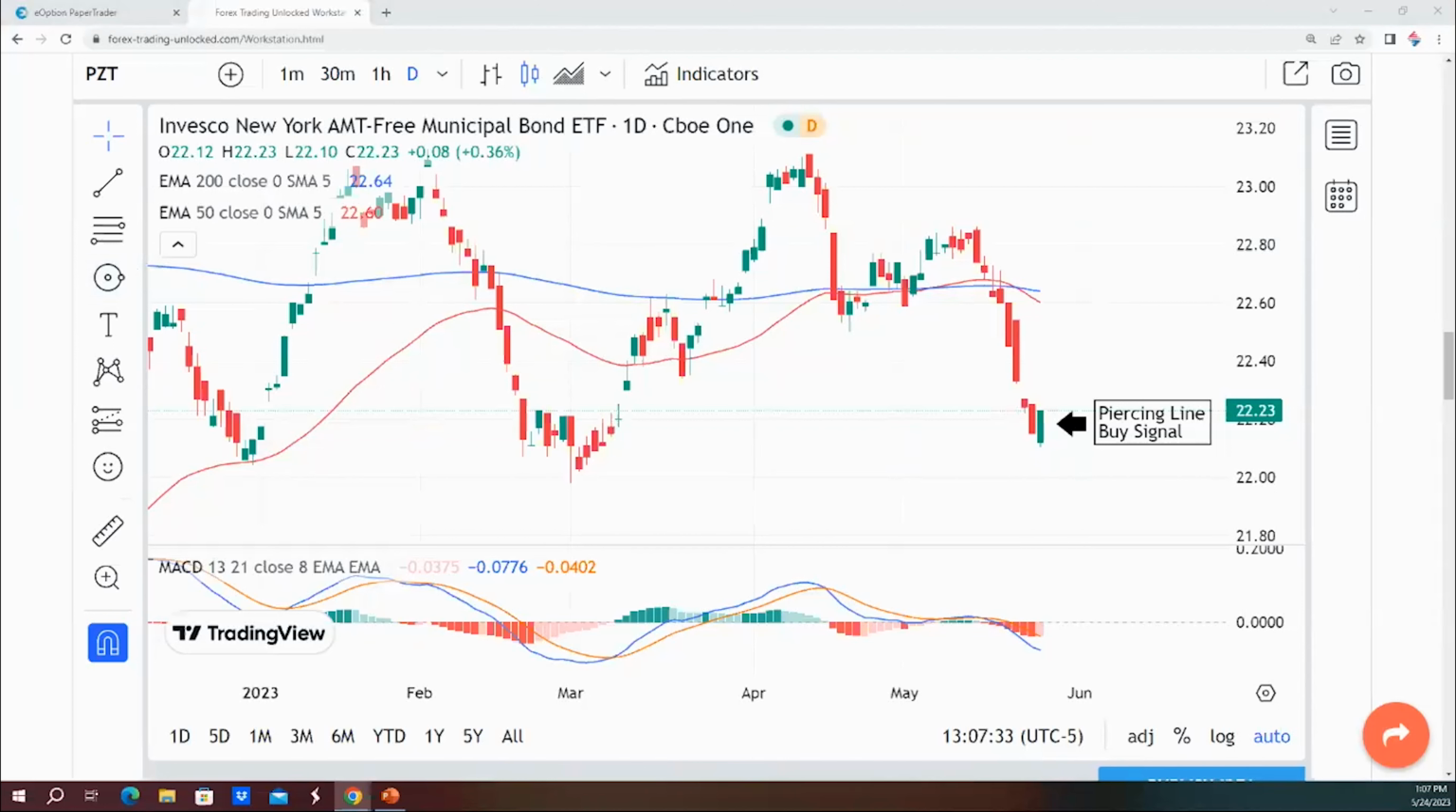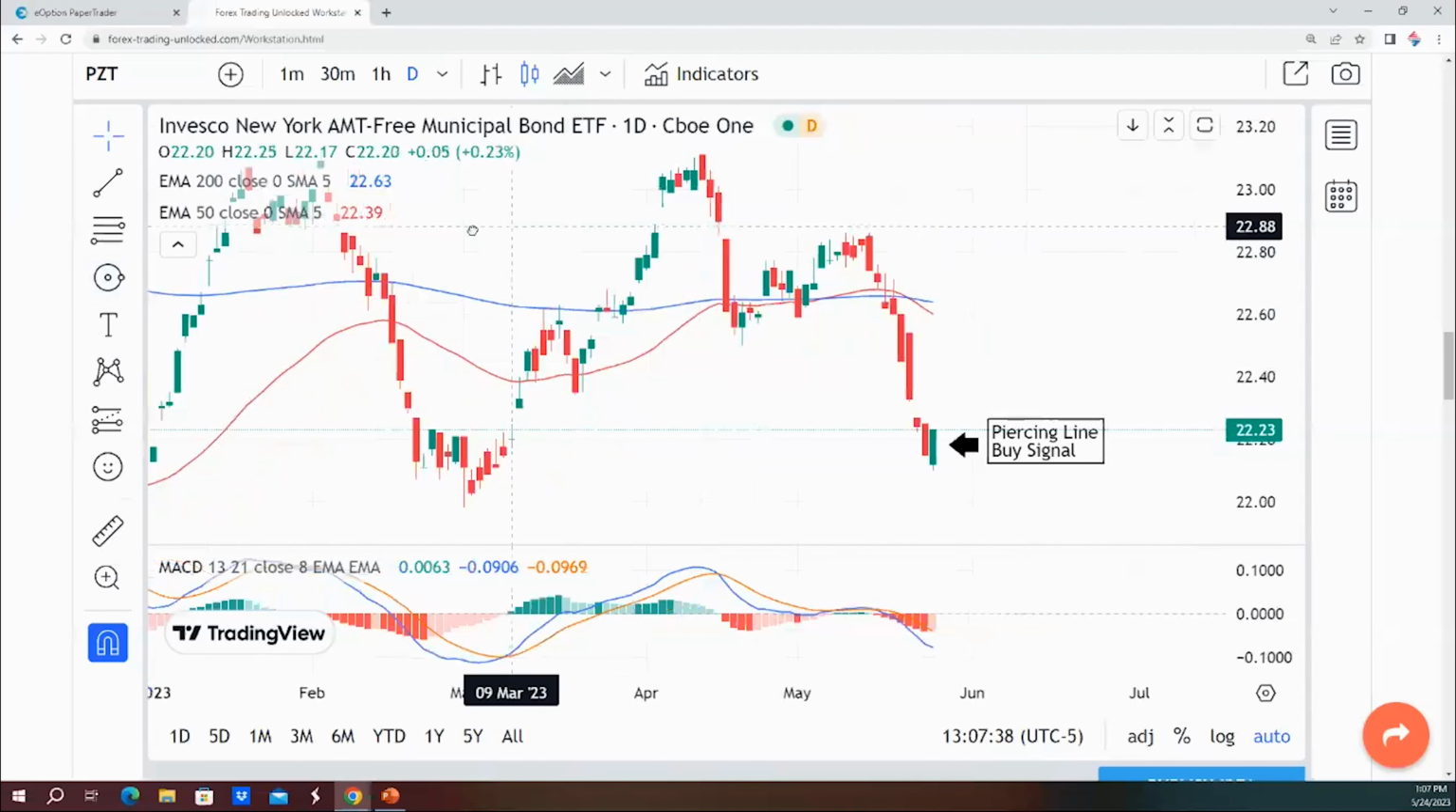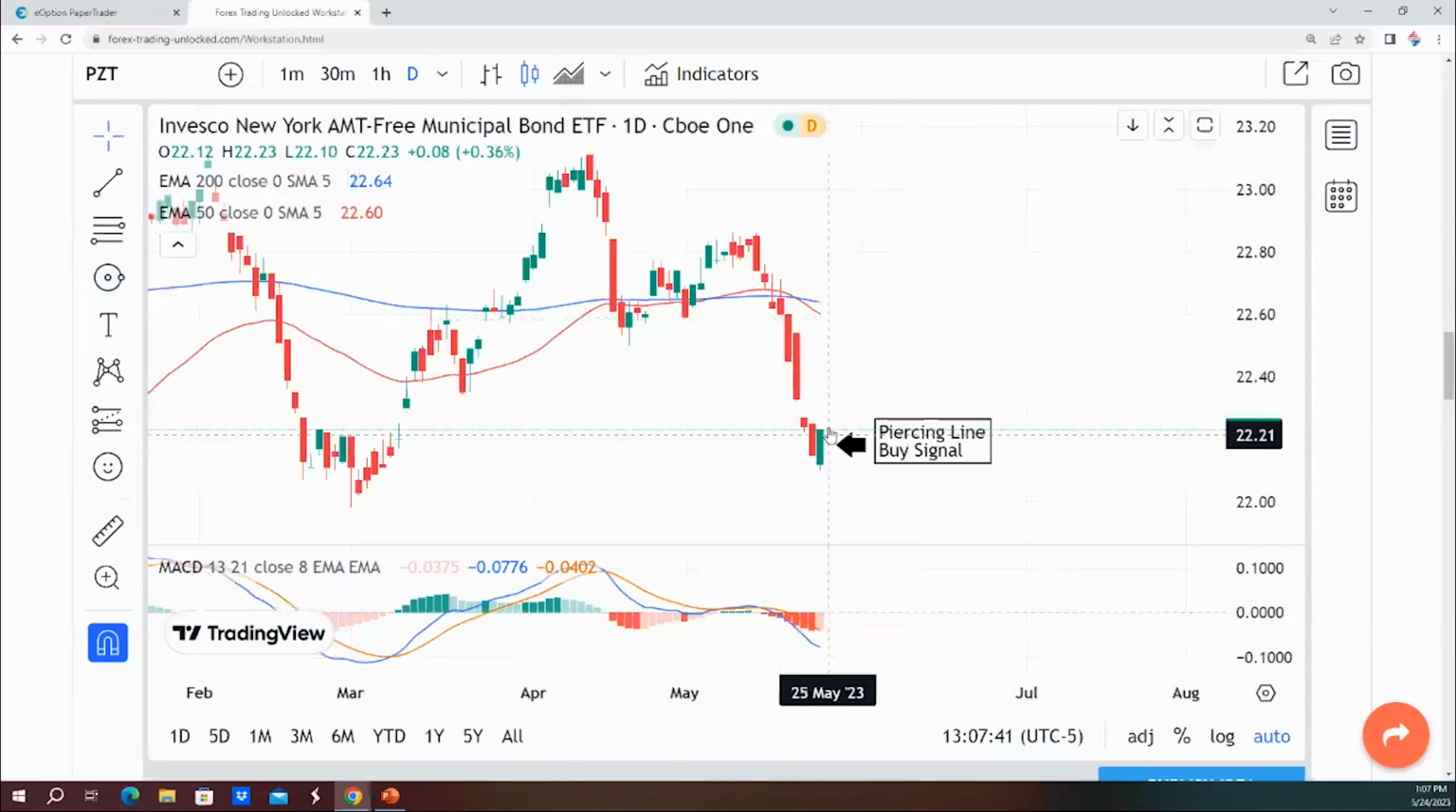stock that has a piercing line buy signal that occurred yesterday. Now, what is a piercing line buy signal? Well, a piercing line buy signal is a high probability Japanese candlestick pattern that when it occurs, especially in a situation like this where the market has been breaking down, is a good indication that not necessarily the bear trend is going to stop, but at least in the short run, you're going to have a corrective move.